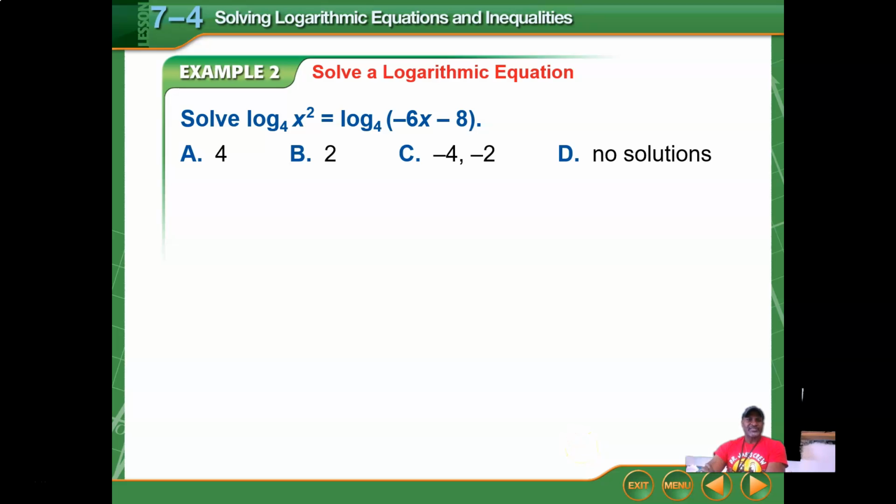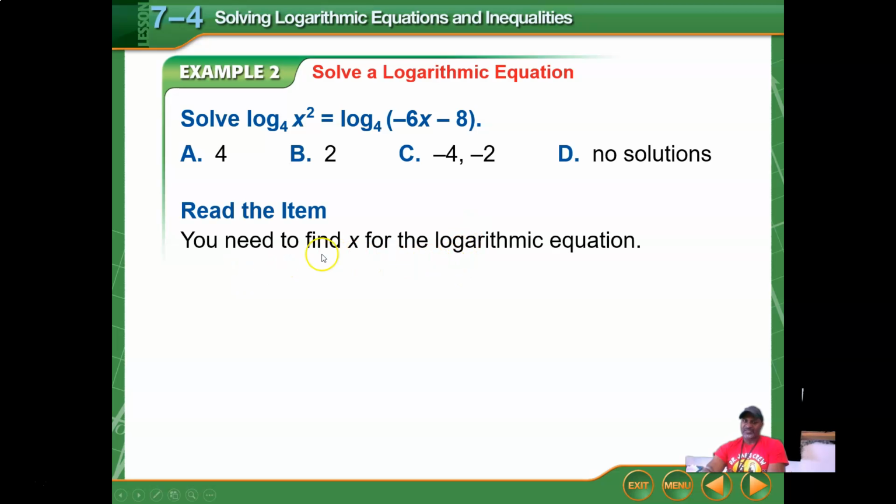Now let's solve this logarithmic equation. Log base 4 of x squared equals the log base 4 of negative 6x minus 8. Is the answer 4? Is it 2? Is it negative 4, negative 2, or is there no solution? Remember, we are trying to find out what x is. So we're trying to solve for x.